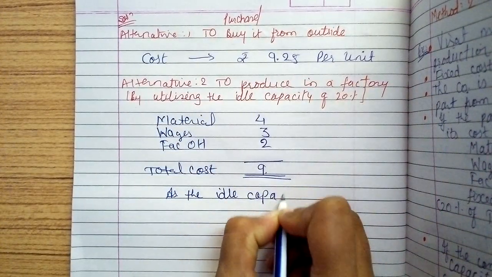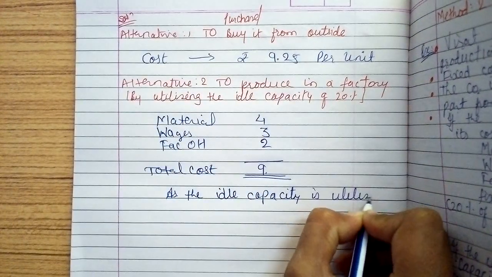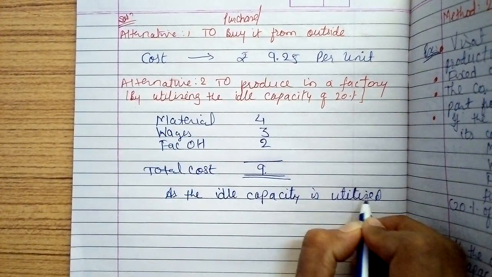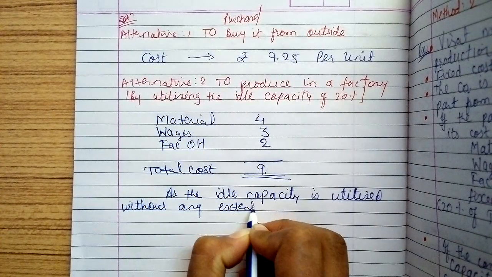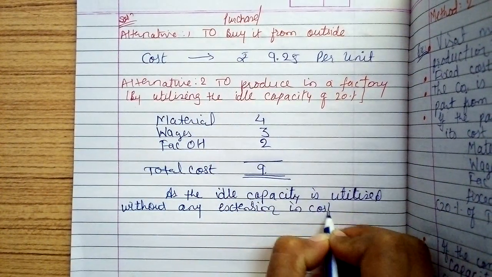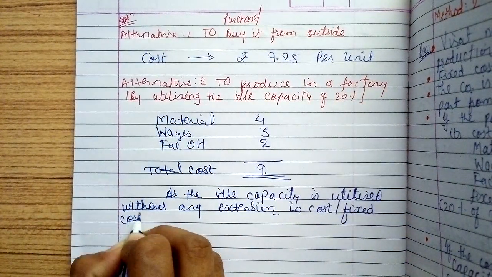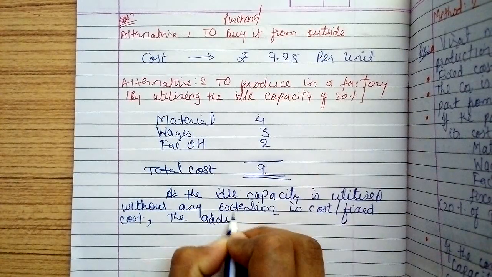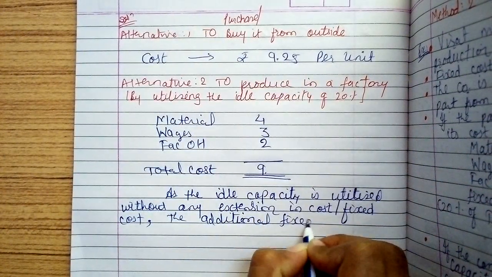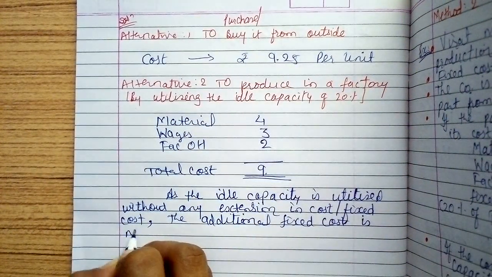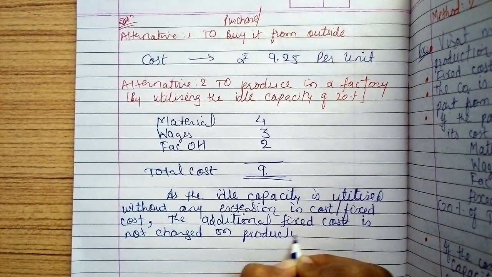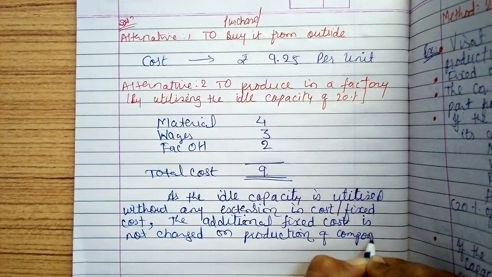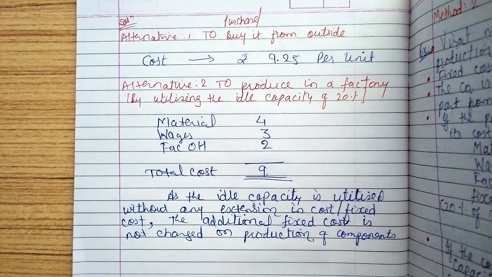As the idle capacity is utilized without any extension in cost or fixed cost, the additional fixed cost is not charged on production of components, right? અહીંયા તમે કોઈ એક્સટેન્શન નથી કરતા કેપેસિટીનું, કે એક્સ્ટ્રા કોઈ એડિશનલ ફિક્સ્ડ એક્સપેન્સ બી નથી કરતા, ઓકે?